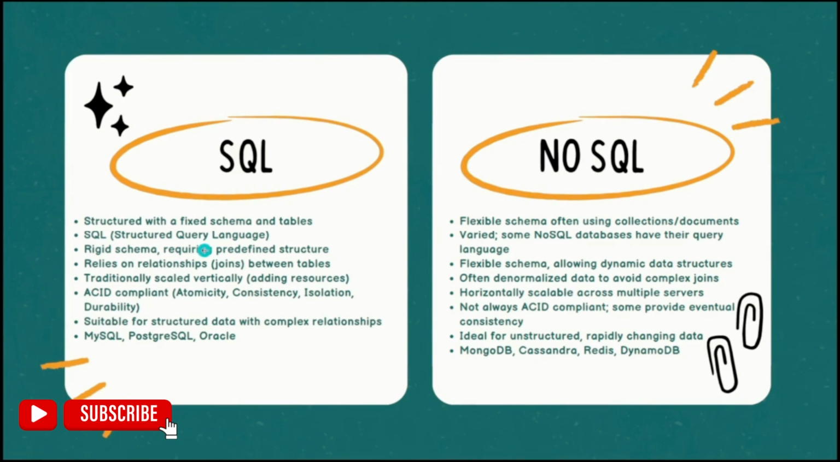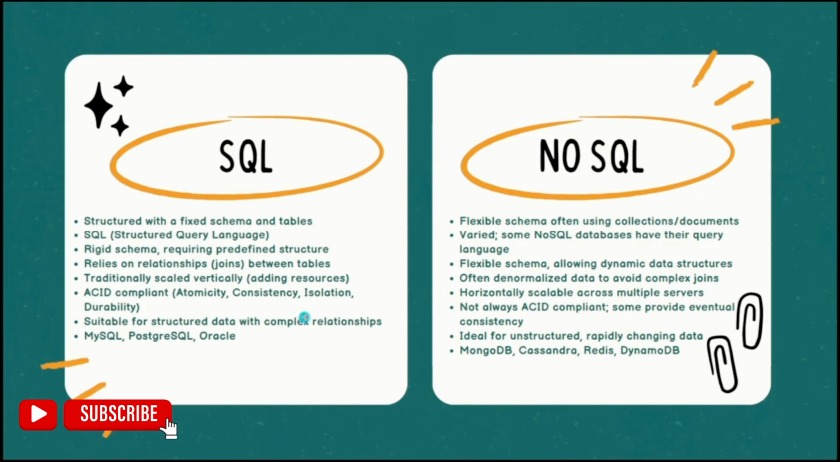It has a rigid schema requiring a predefined structure. That means you have to predefine the structure, and later on you can add the values. Then SQL relies on relationships, that is joins between tables. So in SQL we have a term named joins, which comes in RDBMS, that is relational database. You might have learned databases, or if you don't know databases you can skip this part, but it is based on relationships, right? And then SQL is traditionally scaled vertically. That means you can't add more servers, but you can add more fields to the database easily.